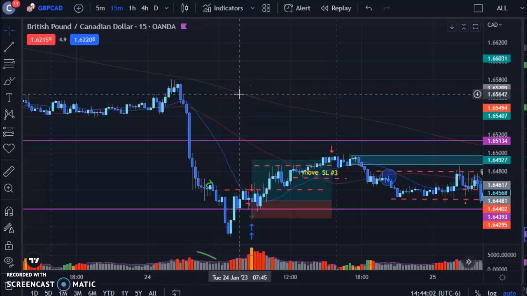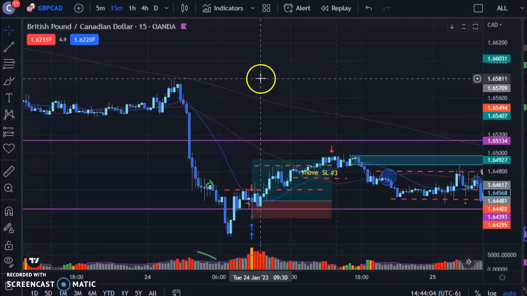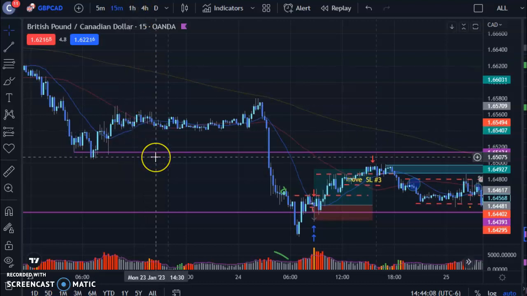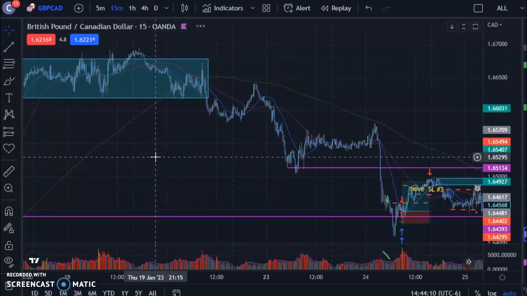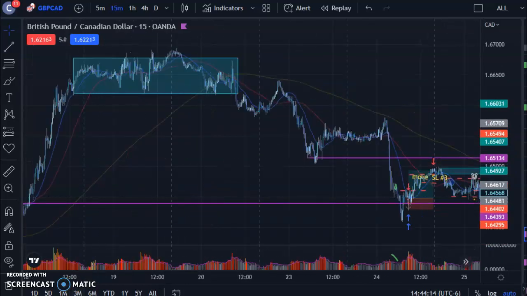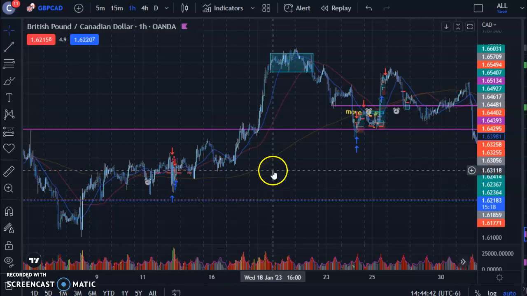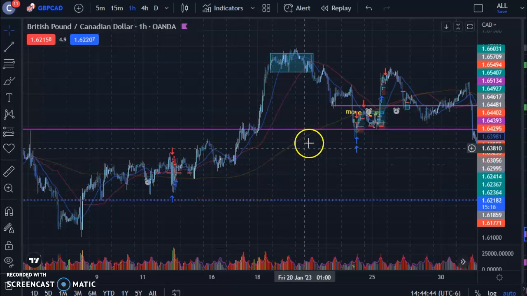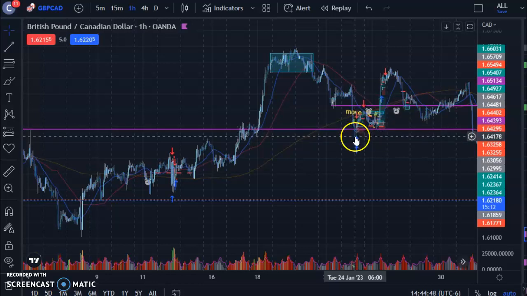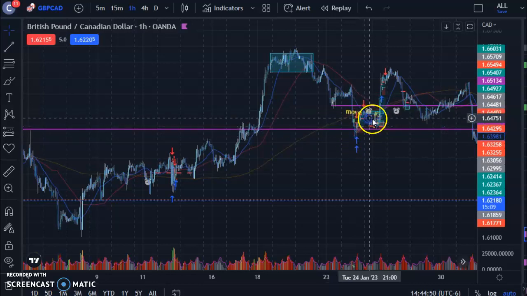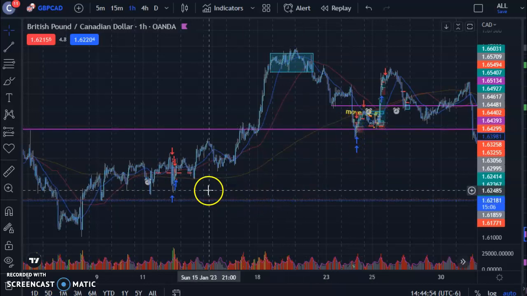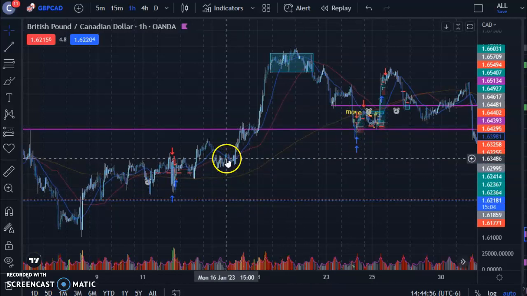All right, here on pound CAD, I actually need to be on the 1 hour, but I'll zoom out. So, yeah, let me zoom out. Okay, on the 1 hour pound CAD, I attempted a bounce trade here. Primary trade, I guess you'd call it primary, secondary. I attempted the primary of this move.